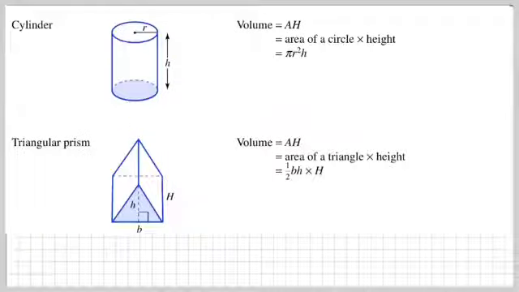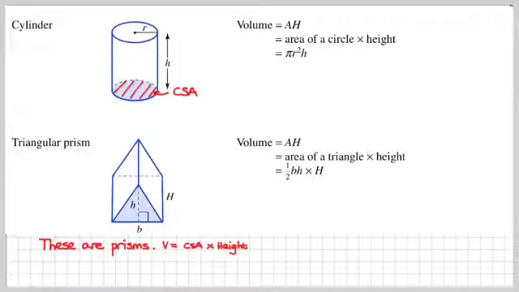Now, what about this cylinder and this triangular shape here? They're both prisms. For the cylinder, you could say, okay, that's my cross-sectional area there. If I multiply that by H, I will get the volume of that cylinder. And you know that the cross-sectional area of this circle is just pi r squared. So it's pi r squared times H, which is what you get there.